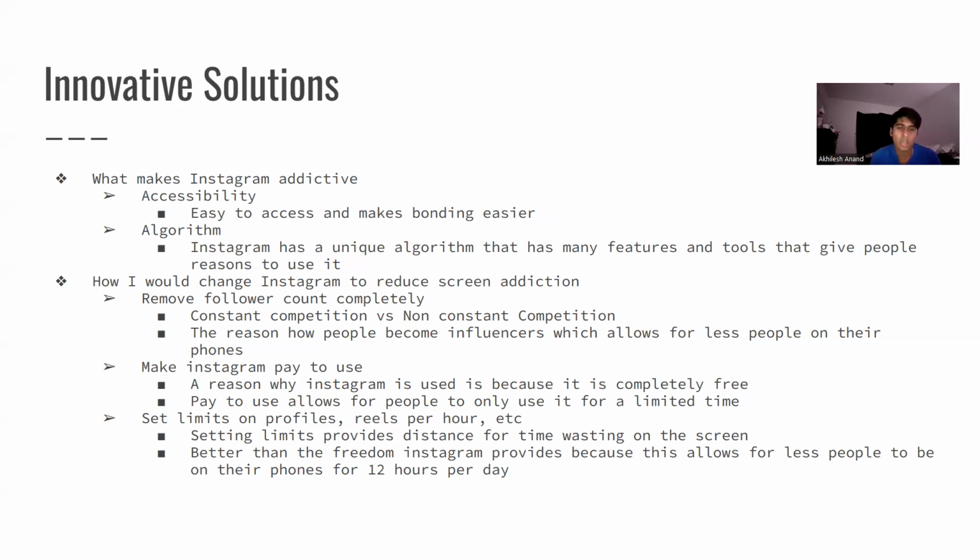Now, make Instagram pay to use. A reason why Instagram is used is because it is completely free. Pay to use allows restrictions on the app and allows people to pay to use the app. And obviously, money doesn't come for free and it doesn't grow on trees. So then people need to find ways to really limit themselves, such as with apps like Tinder. I'd also set limits on profiles, reels, and so on. Setting limits reduces time wasting on the screen, and is better than the freedom that Instagram provides, which allows people to be on their phones 12 hours a day. If you set limits, it allows people to find other ways to engage themselves in certain activities.